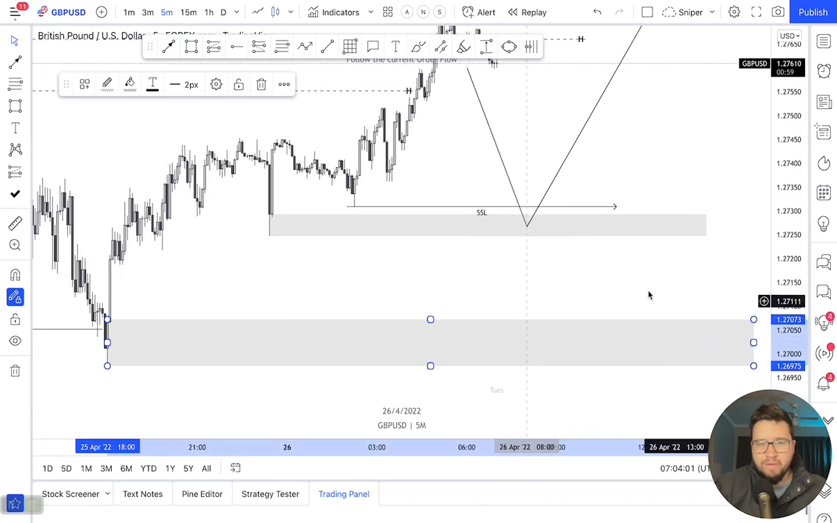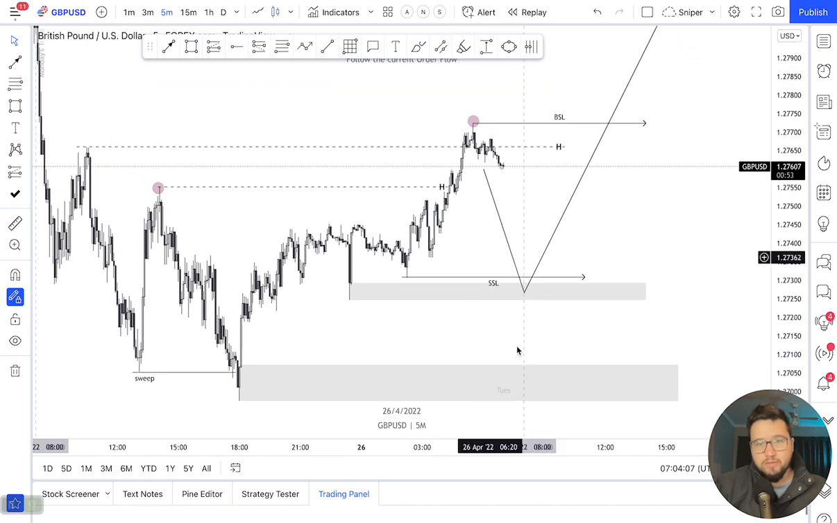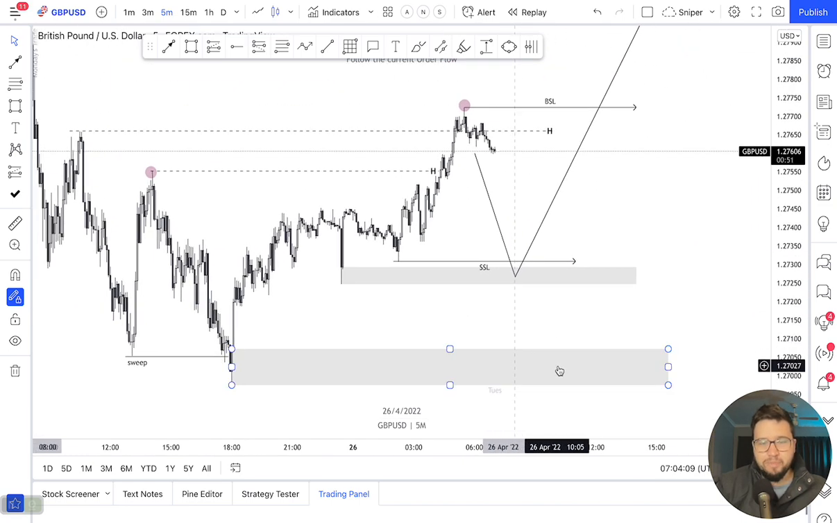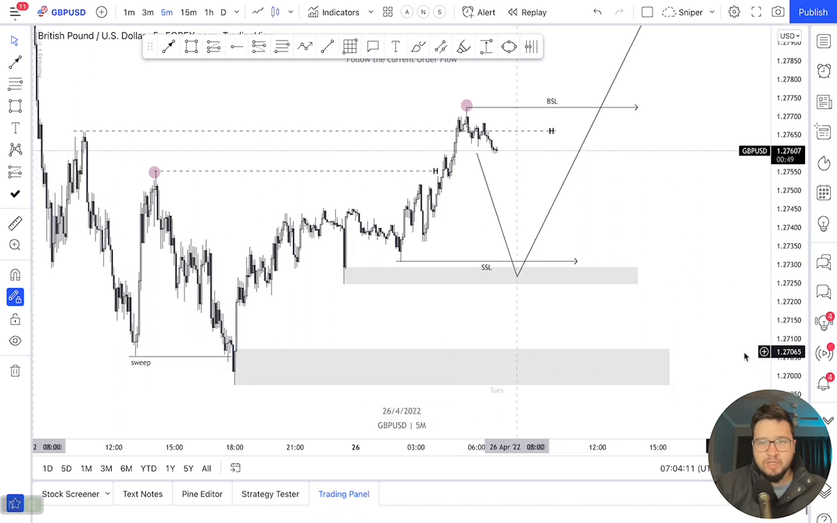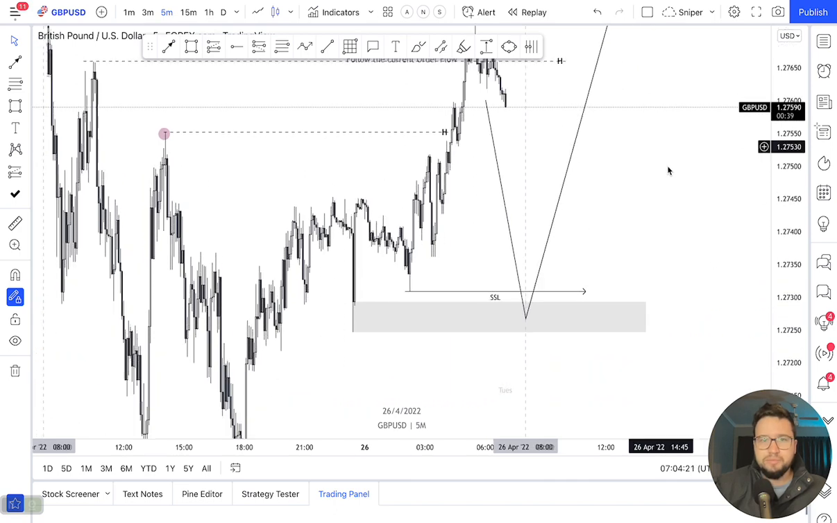So I'm going to keep this area here, not necessarily because I'm thinking we're going to immediately today just drop all the way towards this area, but if price does come into this area, then I'm going to be interested. So I'll be setting an alert here just to know that, okay, potentially price could come back towards this area and give us a possible entry.